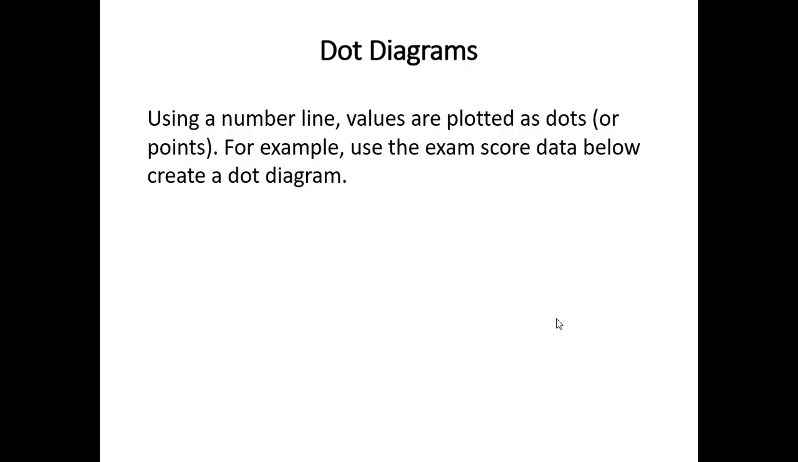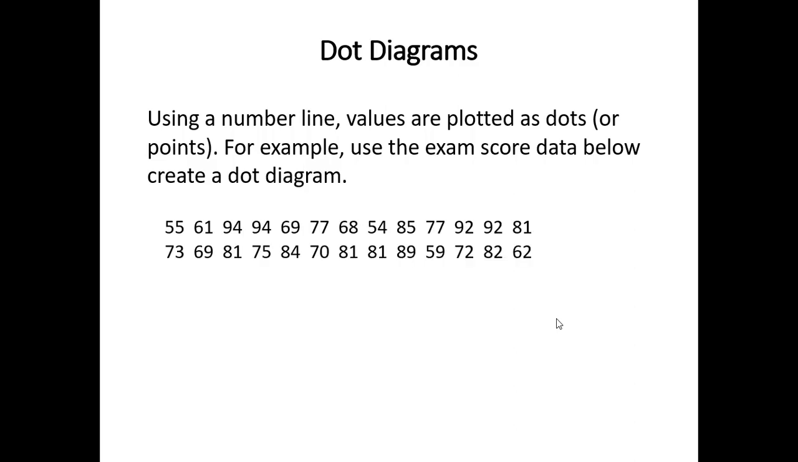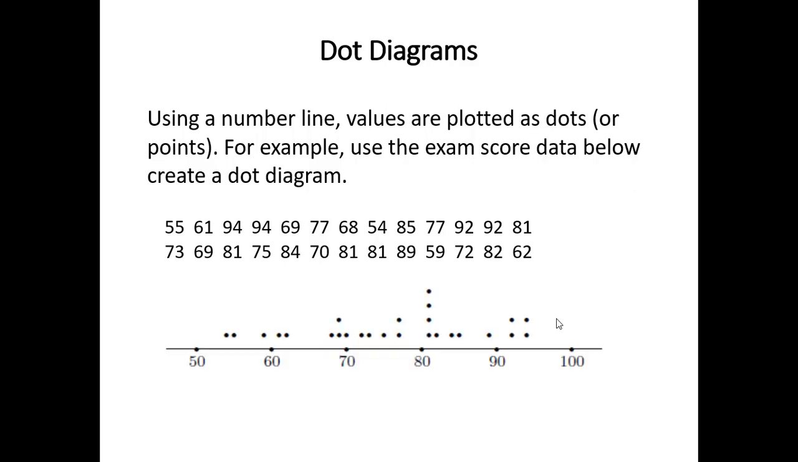Another type of graph is the dot diagram. Using a number line, values are plotted as dots. So let's say we have a data set, and then our data set might look like this. That's another way to display some data, one item at a time. It's useful when your data set is fairly small, say, 20 items or less.